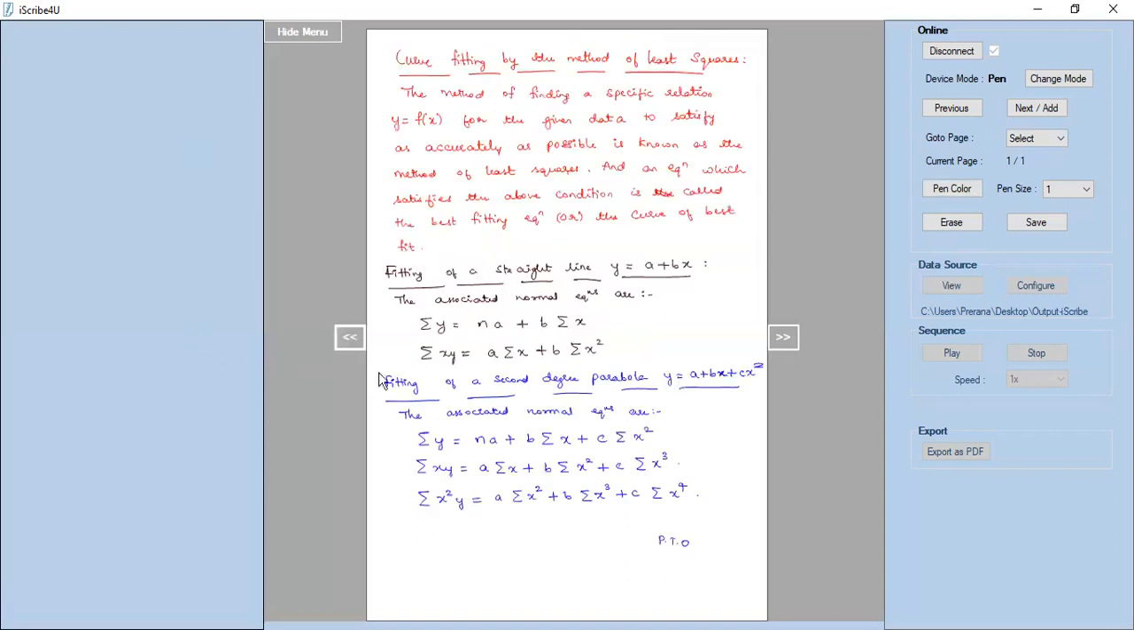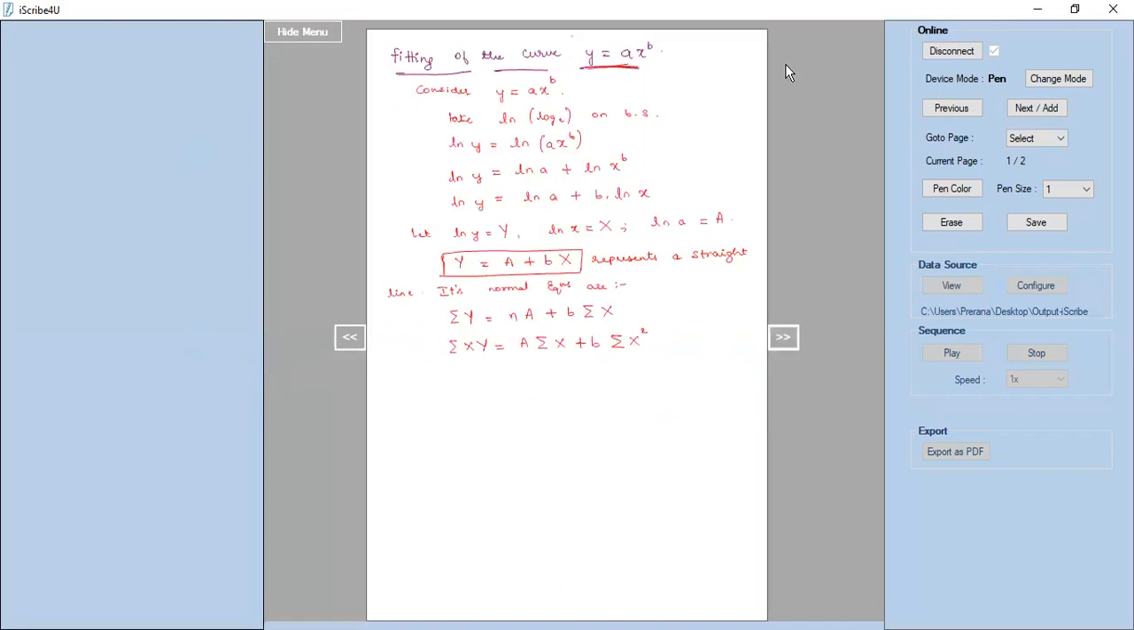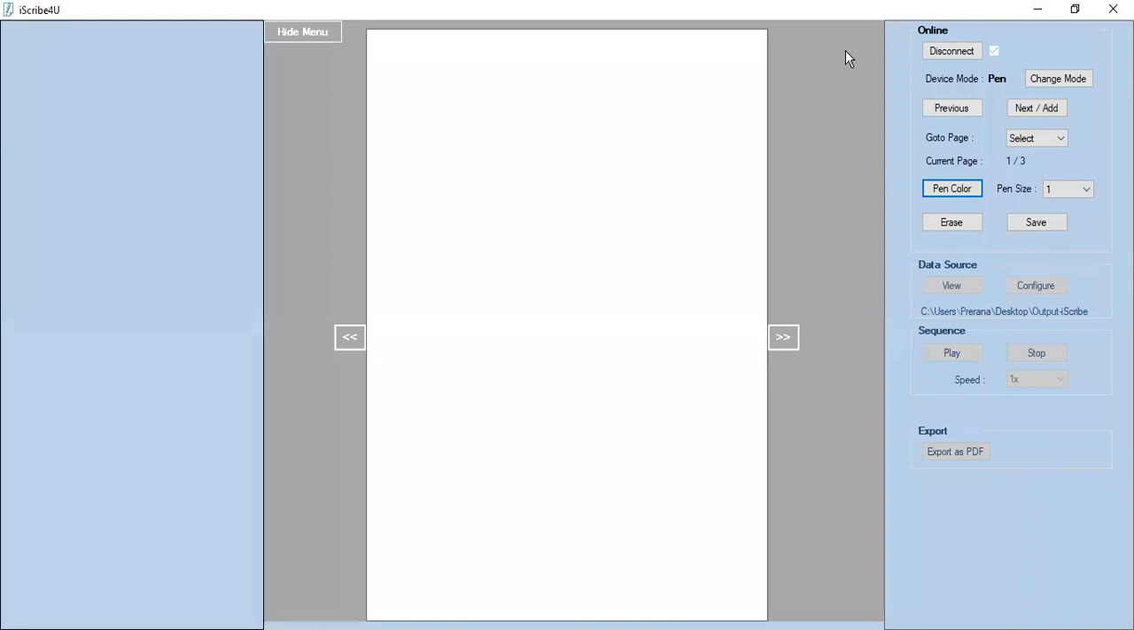Our syllabus consists of these equations: fitting of a straight line y is equal to a plus bx, fitting of the second degree parabola y is equal to a plus bx plus cx square form, and the third one y is equal to a x power b form. Now we can see problems on these categories.